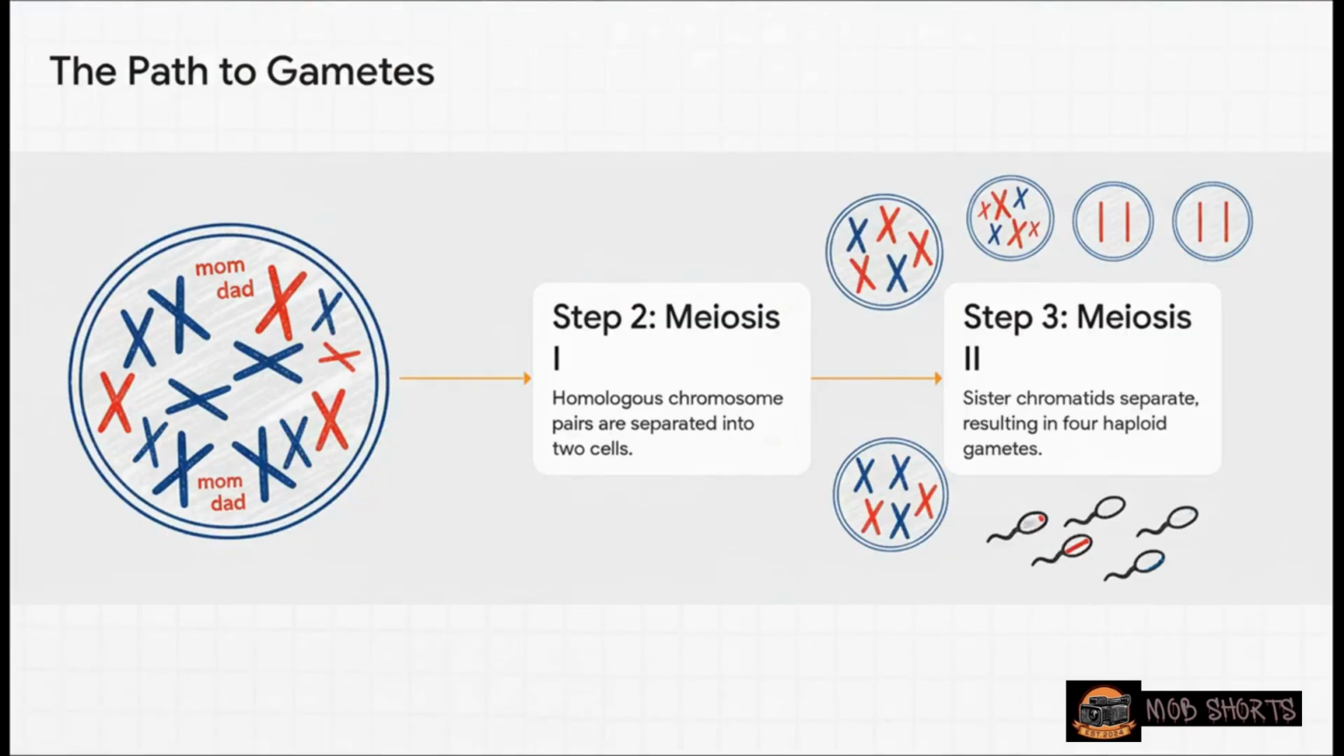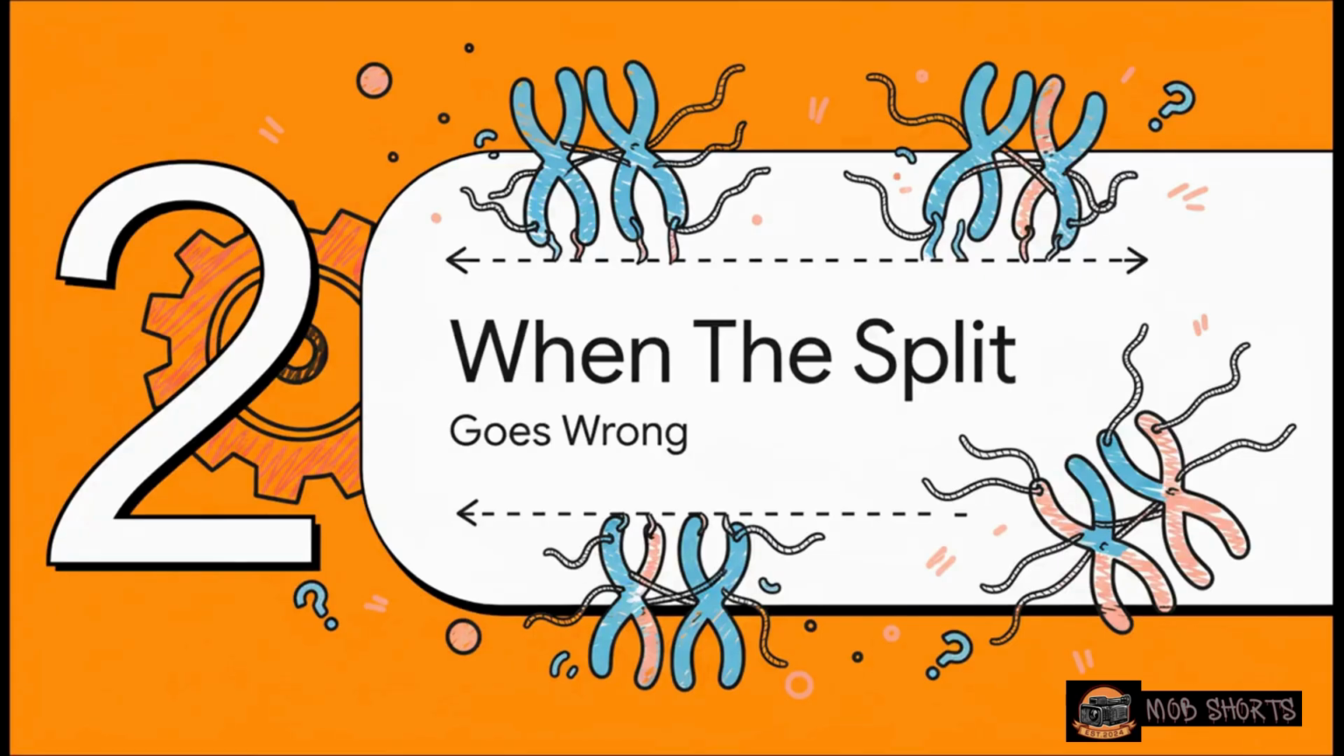It's basically a 2-step dance. In the first round, meiosis 1, the cell separates its homologous pairs. That's the one chromosome you got from your mom and the one from your dad for each of the 23 pairs. Then, in meiosis 2, it takes those 2 new cells and separates the sister chromatids. Those are the identical copies of each chromosome. If everything goes according to plan, the result is 4 haploid cells, each with 23 single chromosomes, all ready for fertilization. But what happens when that perfectly choreographed dance stumbles?